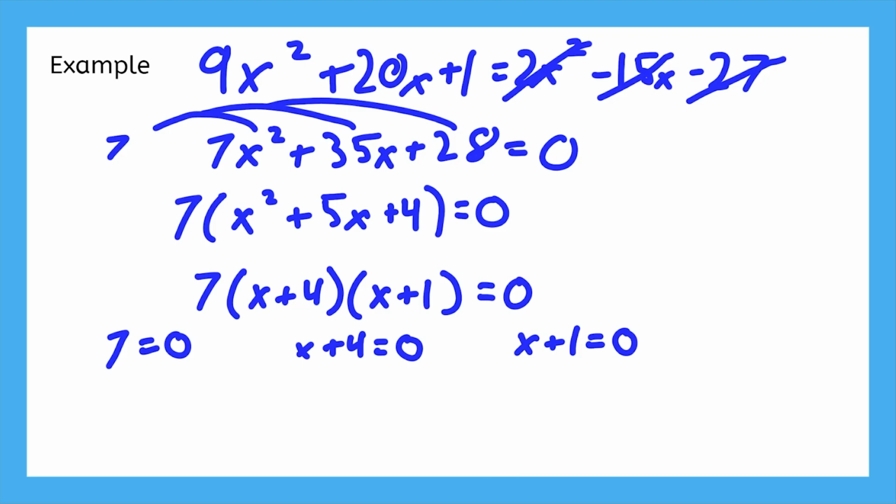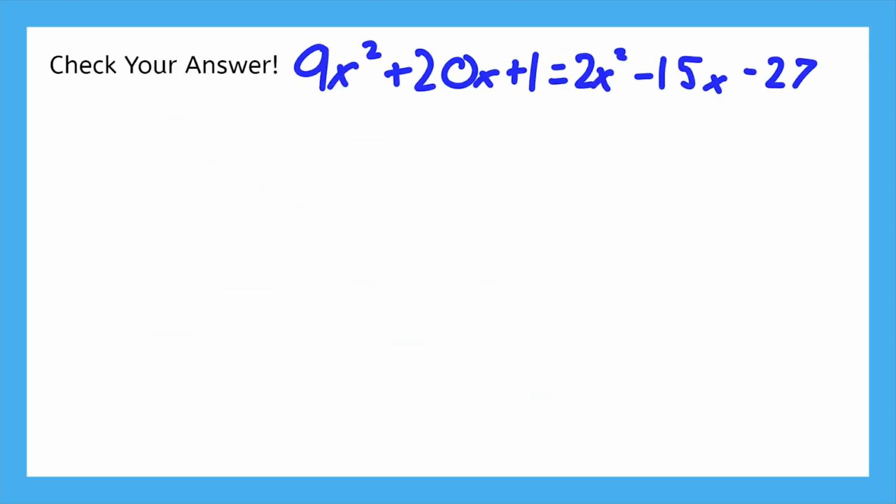What x value makes 7 equal 0? There isn't one, because 7 is always 7, never 0. There's not even an x there to plug into. If x plus 4 equals 0, then x is negative 4, because negative 4 plus 4 is 0. And if x plus 1 equals 0, then x has to be negative 1. Our solutions are negative 4 and negative 1.